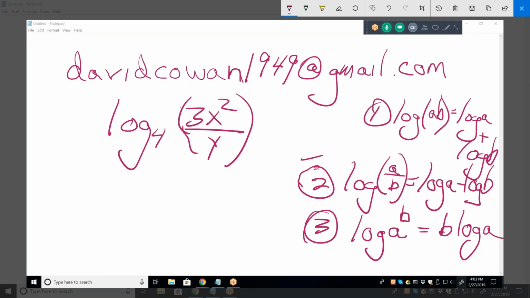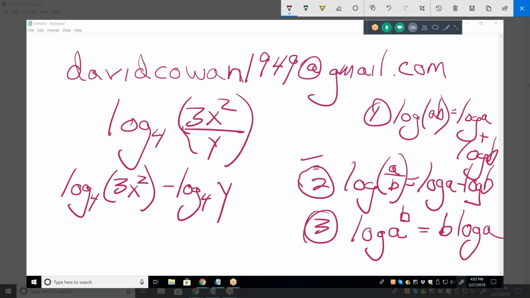Okay? So if I use rule number 2, what is this expression equal to? Log base 4 of 3x squared minus the log base 4 of y. Or minus log base 4 of y. That's really important because it means something totally different. So I'm expanding one log expression into two log expressions. Okay. And the only rule I used was number 2.